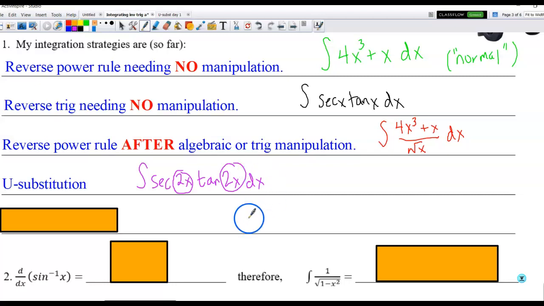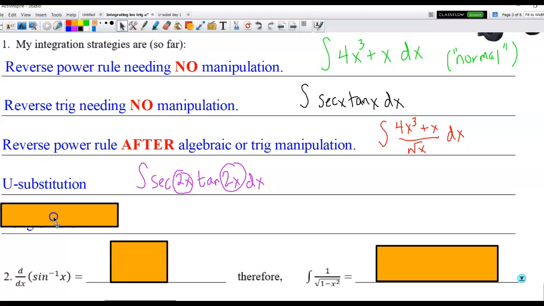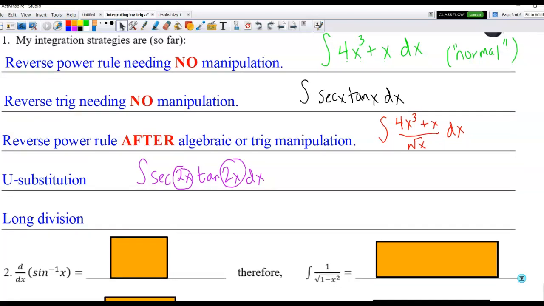So it's a matter of analyzing every situation and deciding what you need to do. So far, these are the only things you know how to do. It's either normal, it's normal after you manipulate, or you have to go to u substitution. And u substitution also includes our u prime over u. That's a sub-strategy of u substitution.